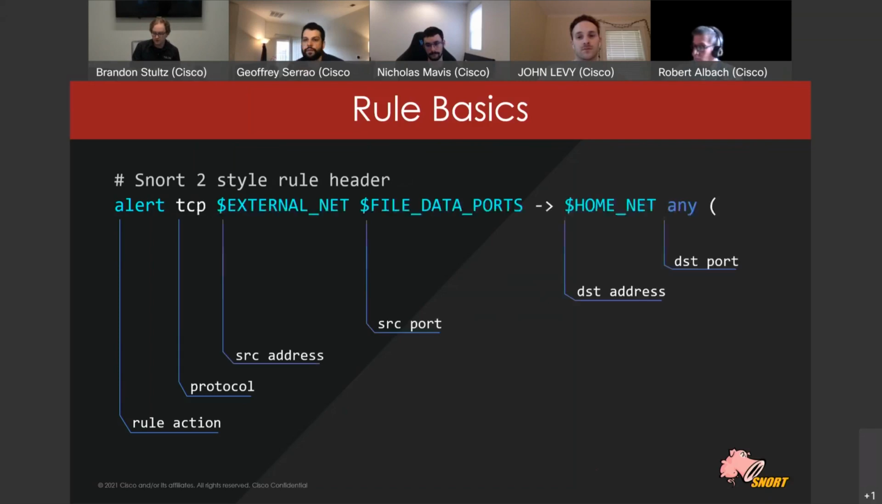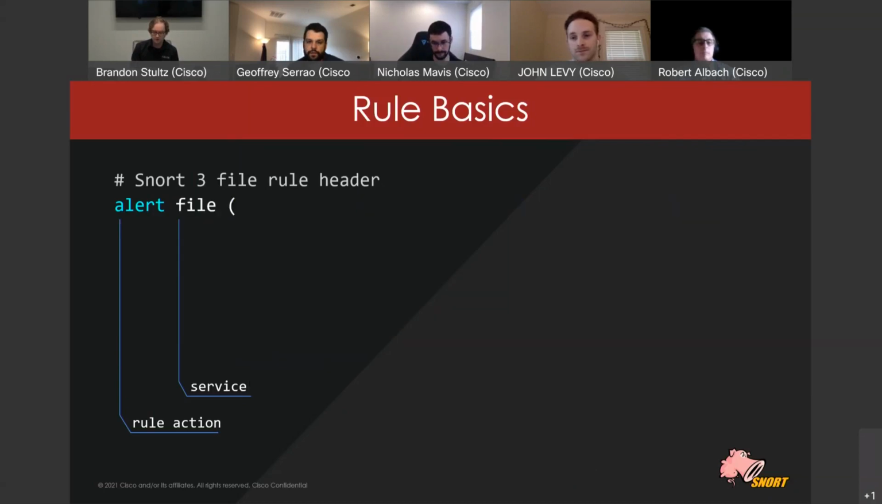It's pretty neat. Whenever you wanted to scan files in Snort 2, you had to use a somewhat complicated rule header that had a collection of ports that files could flow over, like the ones I mentioned: HTTP, POP, IMAP, SMTP. We thought this also could use some simplification. So in Snort 3, you have the alert file rule header. File is kind of a service alias for all the services that files could flow over.